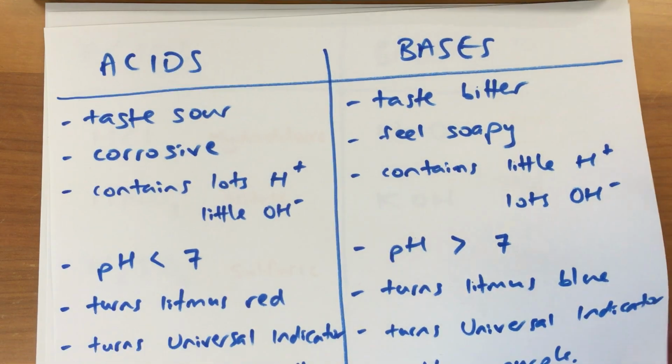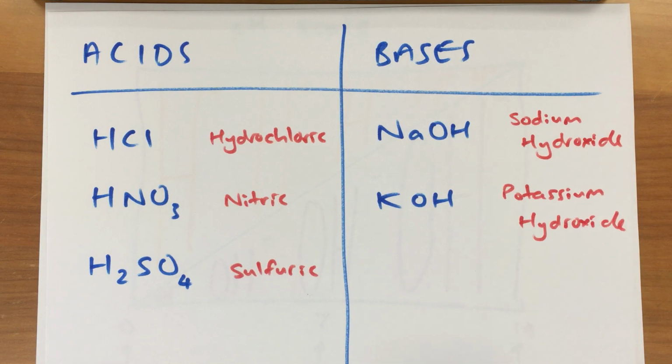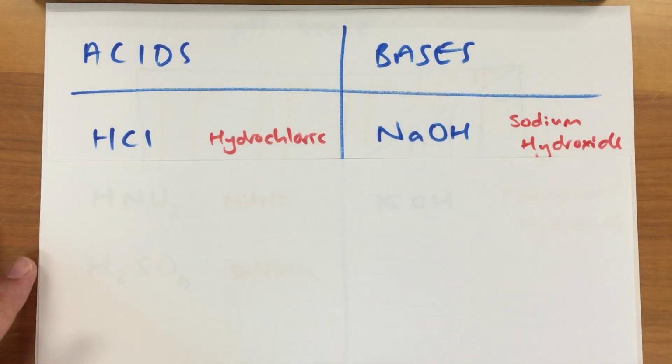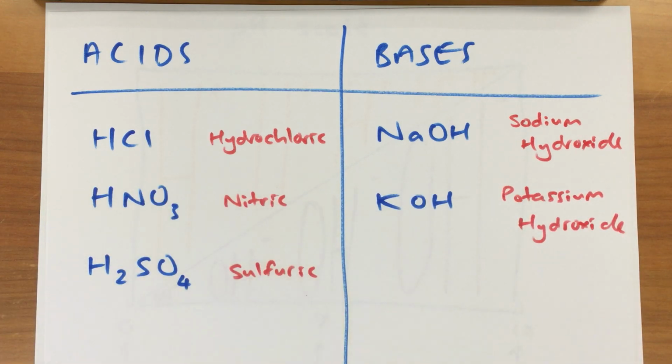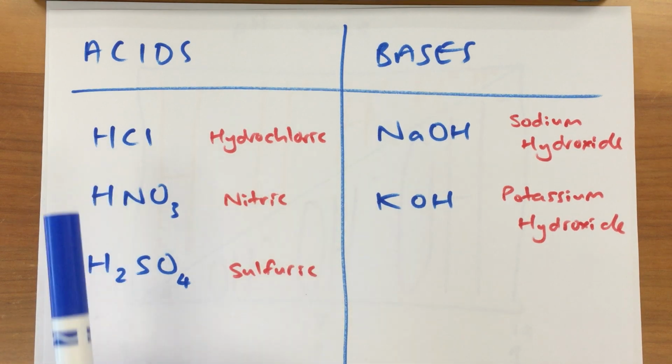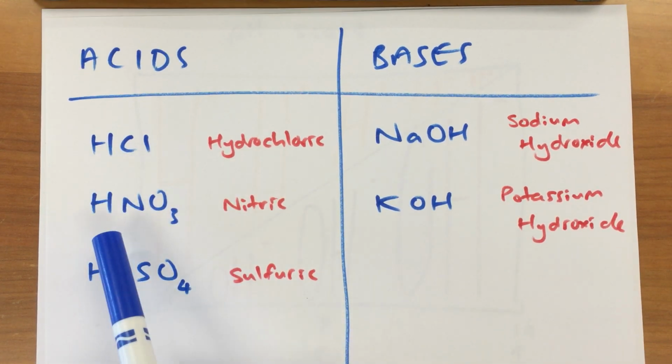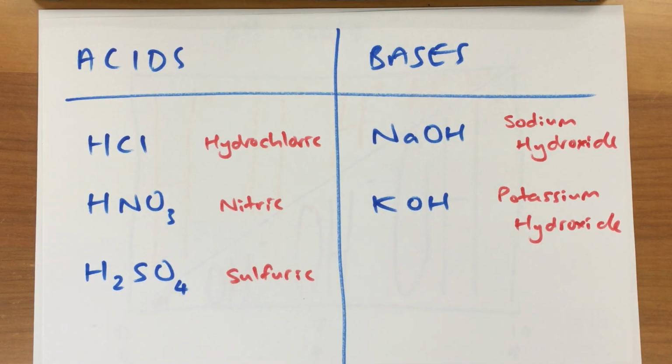So what are some common acids and bases? Well, I've got a few here for us to look at. I'll just show all of them there. The 3 acids that you really need to be familiar with are HCl, HNO3 and H2SO4. That's hydrochloric acid, nitric acid and sulfuric acid.